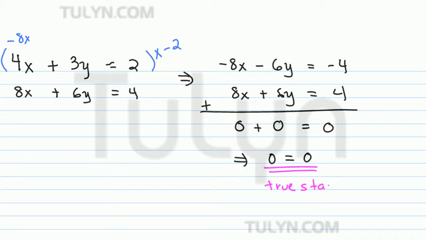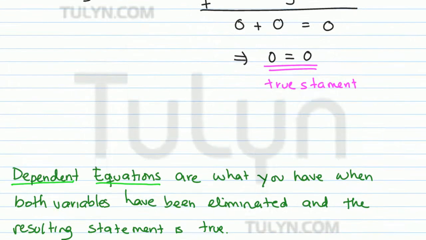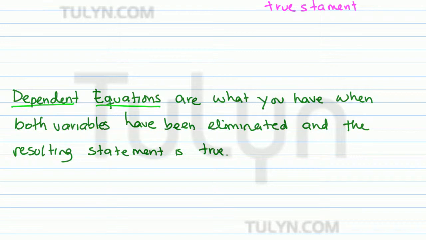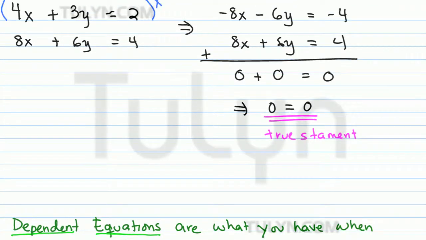This basically means that for any x and y you choose, we're always going to end up with this true statement, which is 0 is equal to 0. Now these two equations, because this is the result, are called dependent equations. And here's the definition. Dependent equations are what you have when both variables have been eliminated and the resulting statement is true. And as I said before, for any x and any y, we're always going to be left with a true statement.